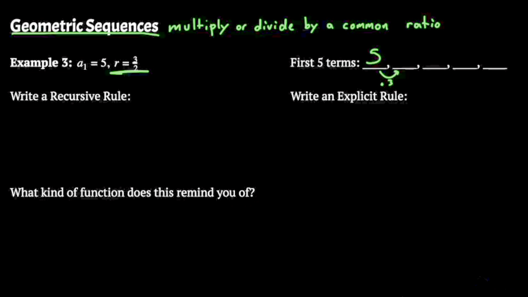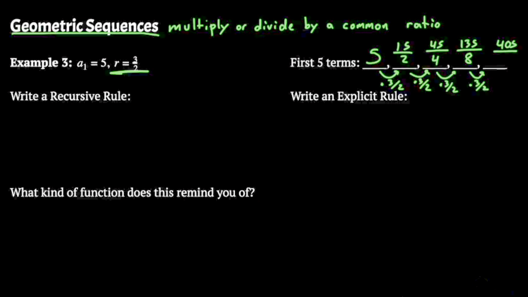So 5 times 3 halves. And I'm just going to write that as 15 over 2. If I multiply by 3 halves again, well, 15 times 3 is 45, and then the bottom would be 4. 2 times 2 is 4. Multiplying by 3 halves again, 45 times 3 is 135 over 8 this time. And then the last one, I got to multiply by 3 halves again. So 135 times 3 would be 405, and then 8 times 2 would be 16.